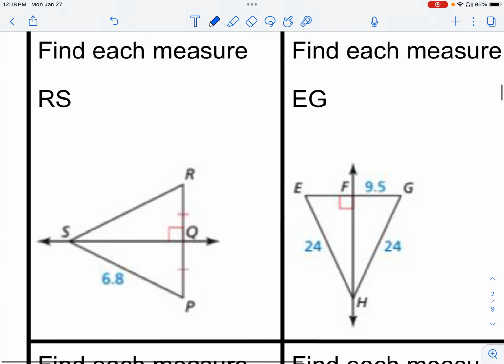Let's look at some more examples. So find RS. This is RS. Here we know that Q is the midpoint, that SQ is perpendicular to RP, so therefore it is a perpendicular bisector. So RS has to be the same as PS, or 6.8 units.